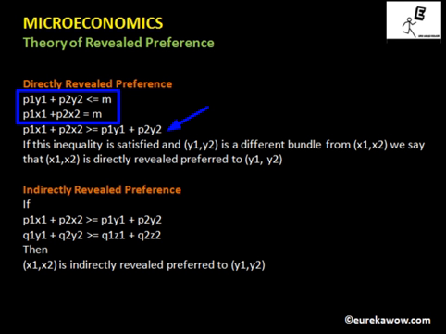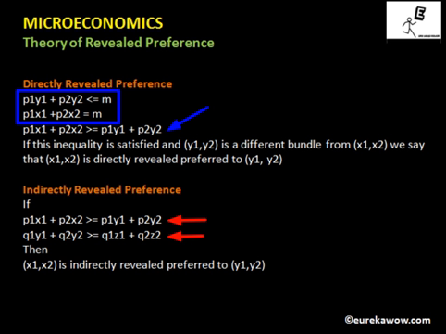Now let's look into indirectly revealed preference. When do we say that the bundles are indirectly revealed preferred? If the bundle x1, x2 is directly revealed preferred to the bundle y1, y2, and if the bundle y1, y2 is directly revealed preferred to the bundle z1, z2, then we say that the bundle x1, x2 is indirectly revealed preferred to the bundle z1, z2. The equations that are at play are indicated on the screen.